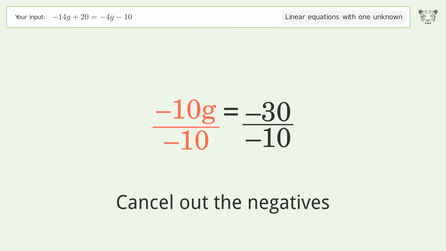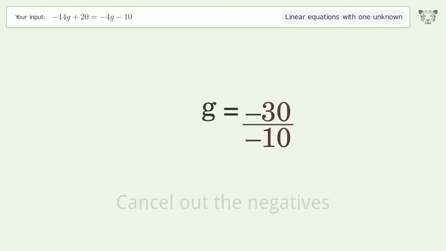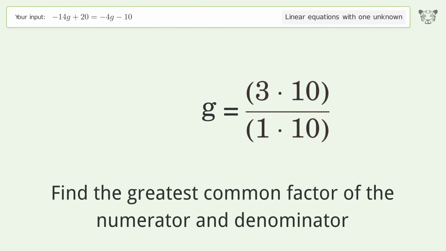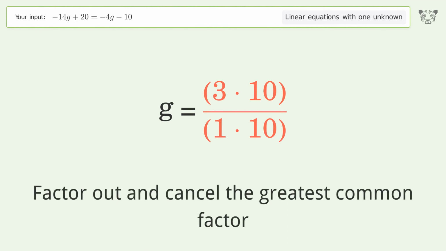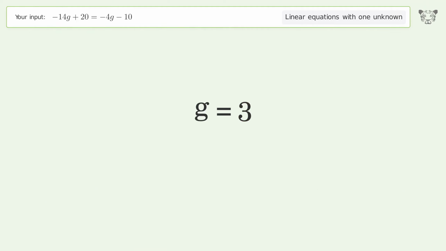Cancel out the negatives. Simplify the fraction. Cancel out the negatives. Find the greatest common factor of the numerator and denominator. Factor out and cancel the greatest common factor. And so the final result is g equals 3.